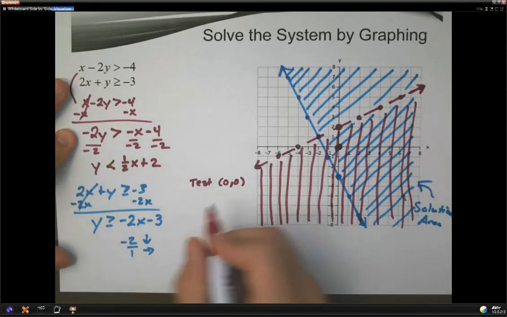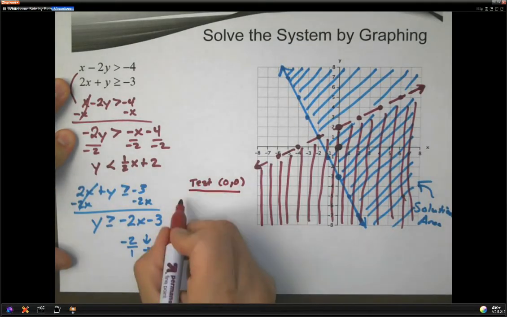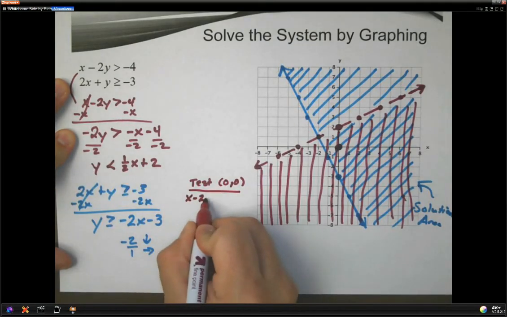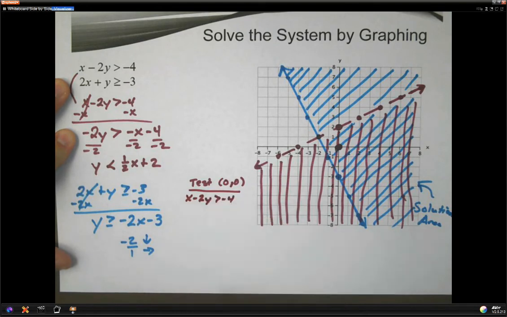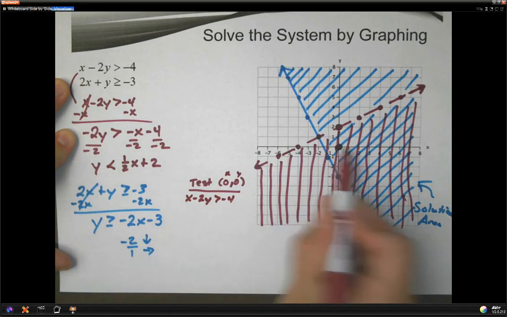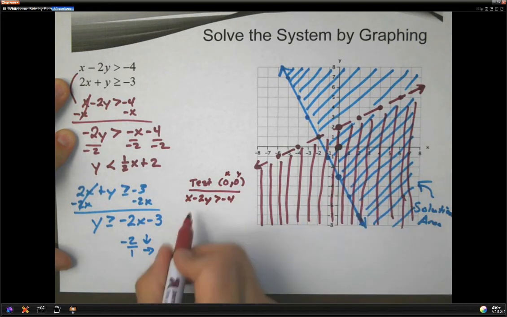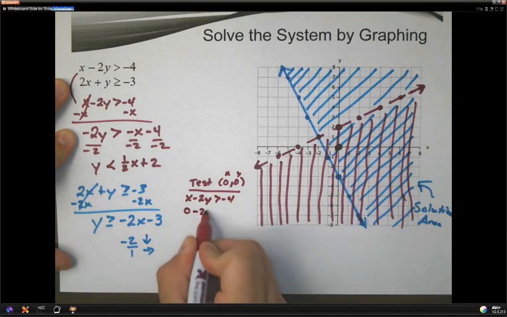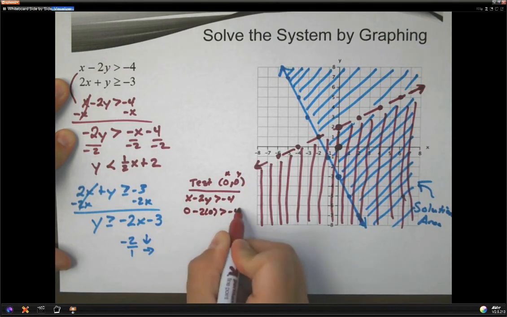And so I'll test the first one. In this case, you actually have to test both of them. So I take the first inequality, and I'm going to plug in 0 for x and 0 for y. And again, it was in my double shaded area, so I'm just checking it out. I get 0 minus 2 times 0 is greater than negative 4.